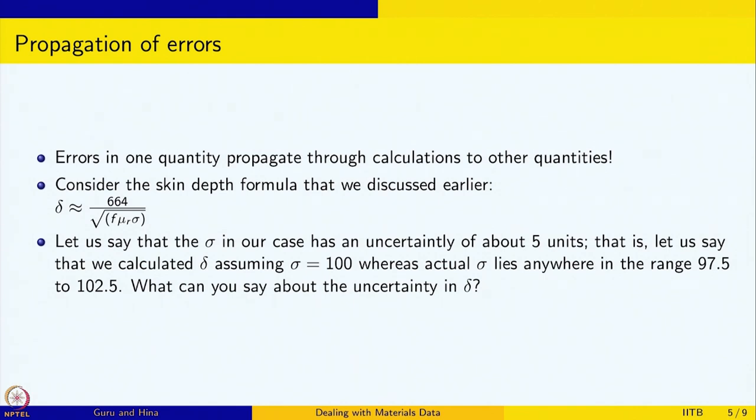Let us say for argument's sake that sigma is 100 is what we took, but it has an error bar. The error bar is plus or minus 2.5. Let us say that it can lie anywhere between 97.5 and 102.5. What is the uncertainty that you will get in delta because you have uncertainty in the value of sigma? This is a question that one can ask, and with this being a very simple case, it can also be answered very easily. So, let us simplify the expression a little bit.